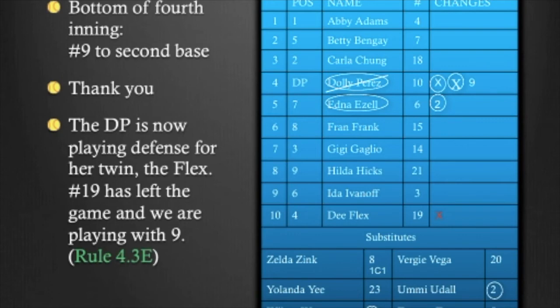Everyone cool with what we just did here? Wasn't this cool? We dropped from 10 down to 9. The flex is out of the game. I'm playing with 9. My DP is playing both offense and defense. Okay.